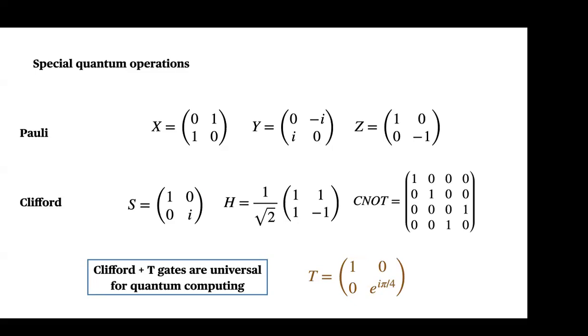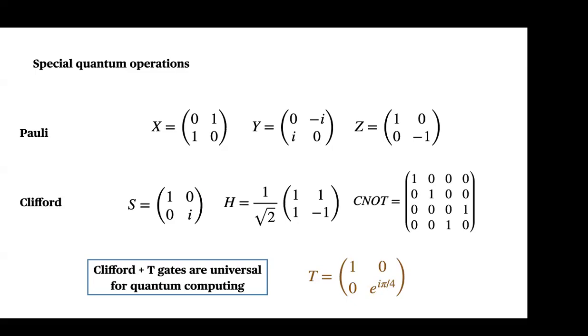There's the Clifford gate set, which is the phase gate S, the Hadamard, which maps 0 to a mixture of 0 and 1, and 1 to another mixture with a minus sign on 1, and CNOT, which is a classical gate that gets applied to 2 qubits. And the T gate, which applies a pi over 4 phase to the ket 1. Similar to classical computation, we can talk about universal quantum circuits, and indeed Clifford plus T is universal.